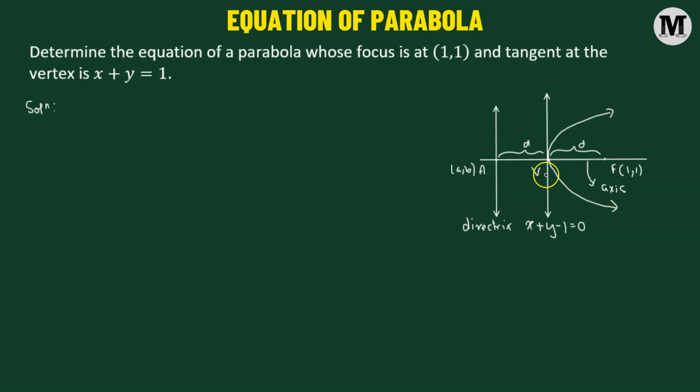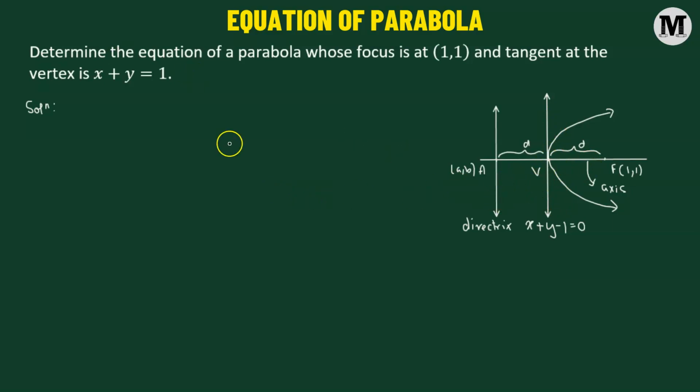First we'll try to find the coordinates of point V. Once we have the coordinates of V, we'll come to the next step of finding the coordinates of A. To find the coordinates of V, we have the equation of the tangent line, x + y - 1 = 0. If we can find the equation of the axis line, then the intersection of the axis line and the tangent line is going to give us the coordinates of the vertex V.